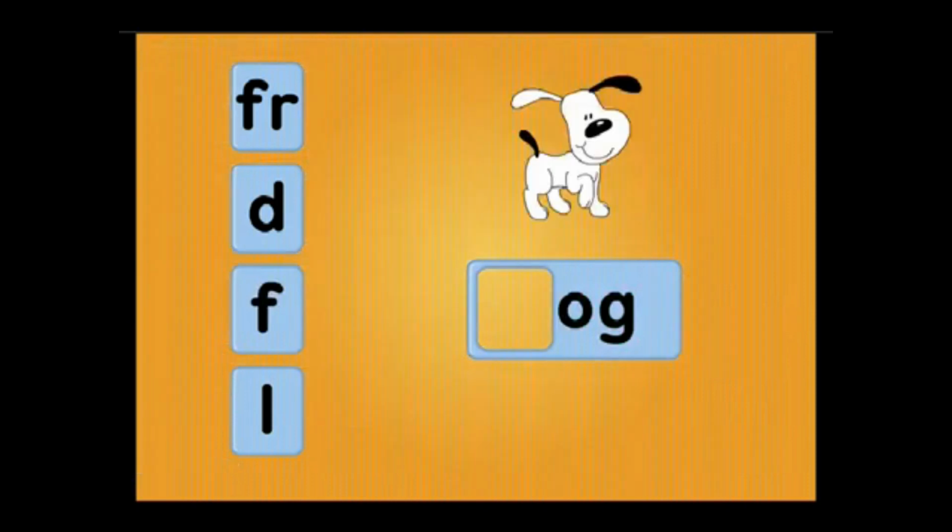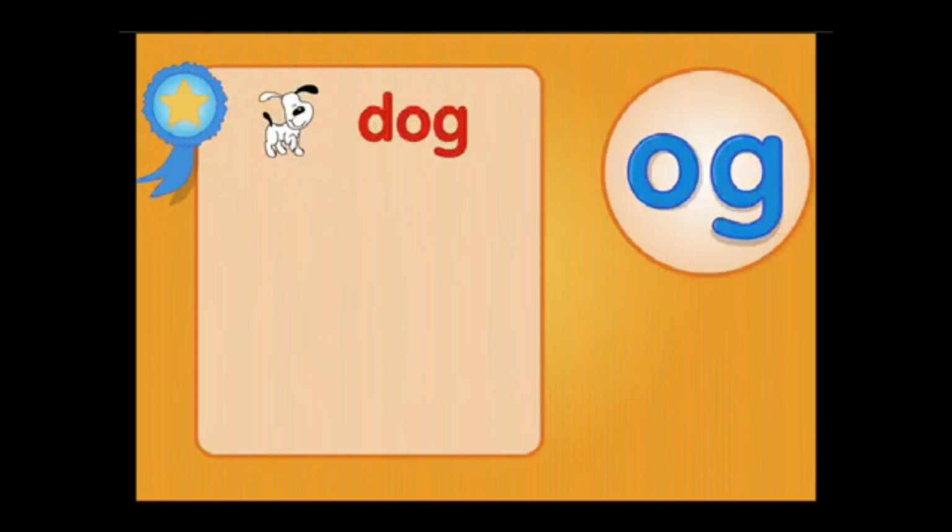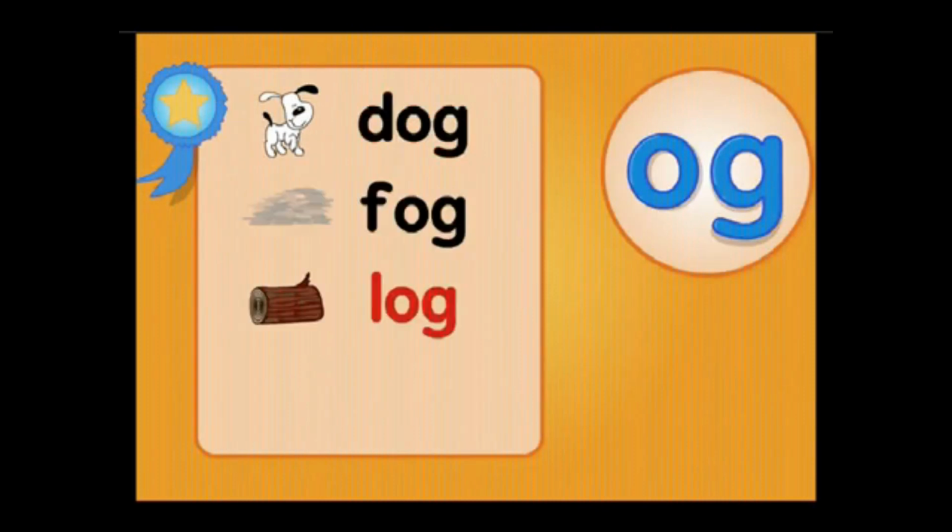Dog. Which letter or letters makes the word dog? The letters FR, D, F, or L. You decide. Og. Dog. All right. You know. Dog. Fog. Log. Frog.